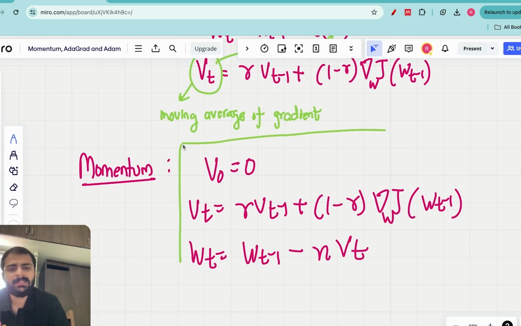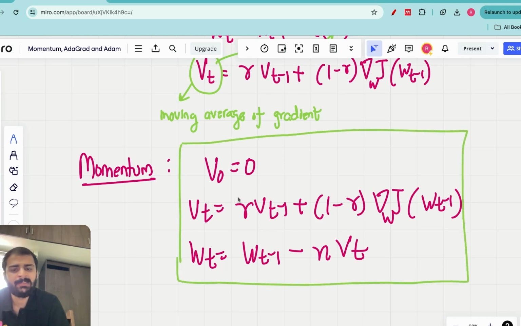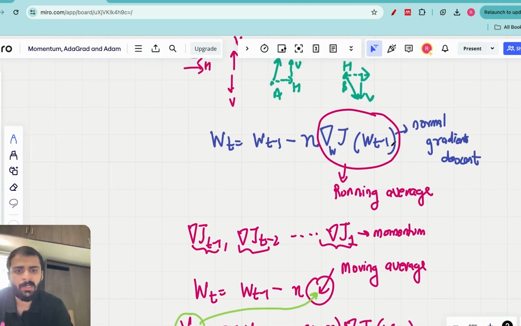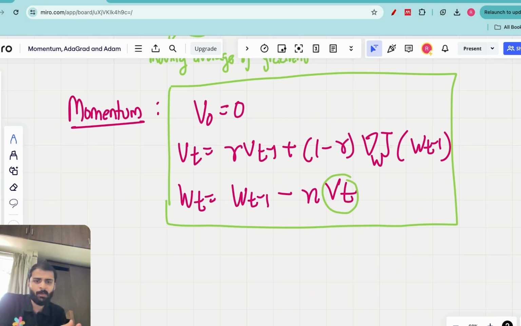If you think about it, it's actually exactly the same as the gradient descent rule, except that as a replacement to the gradient, we have a moving average. So instead of a gradient which was fixed at that particular time, we have a moving average, and that moving average takes into account the effect of all the prior gradients so that the vertical oscillations actually dampen out. This is the main idea behind the momentum.